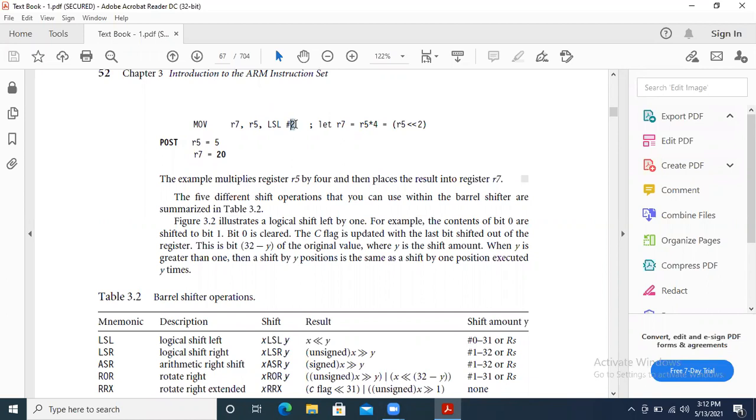You have to first square it, so you get the answer as 4. That 4 you have to multiply with the R5 here. Then that value is stored in the R7. So that is the concept of barrel shifter. First, what is the answer of 2 square?